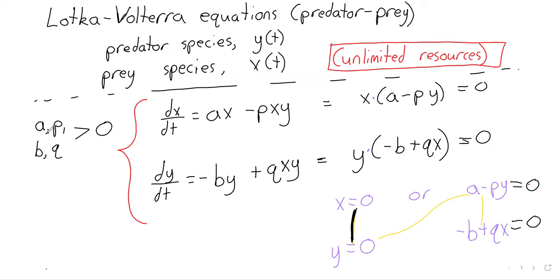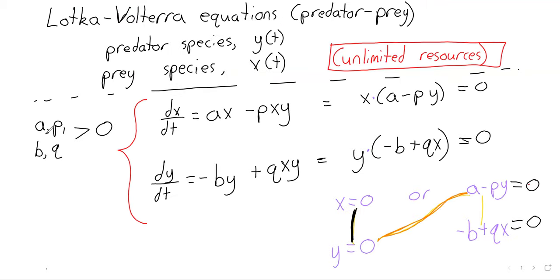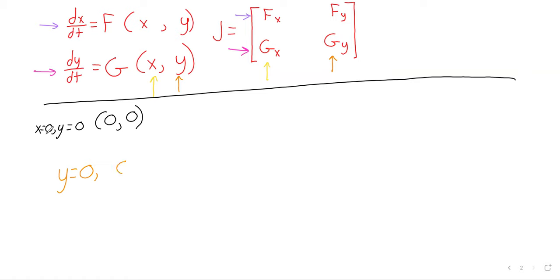And now maybe you could guess, but this connection also doesn't work for the same reason, more or less. If y were going to be zero, and also a minus py was going to be zero, well, then a would have to be zero. No good. a has to be positive.